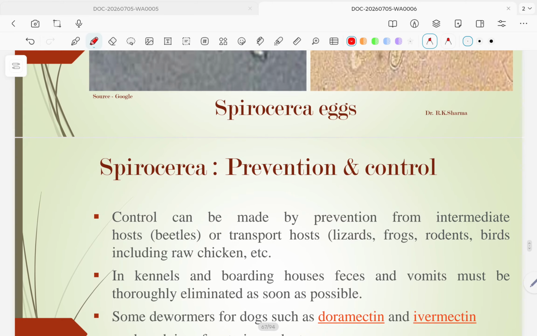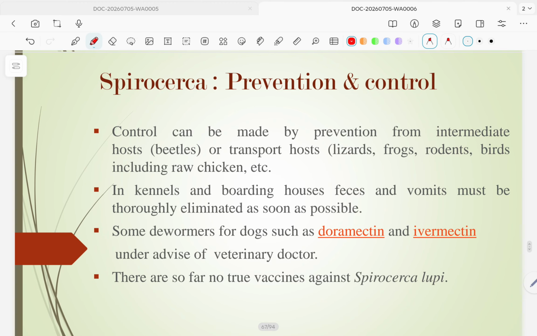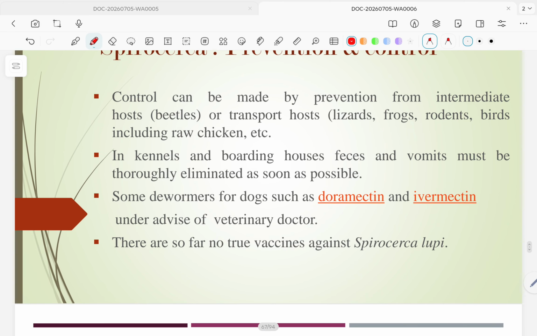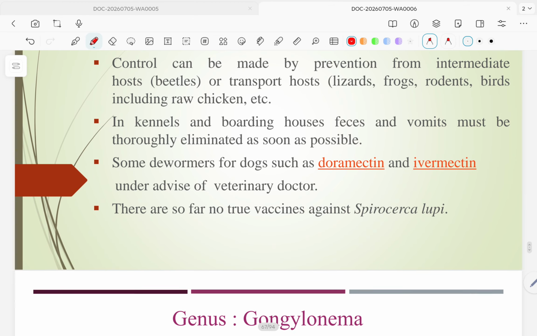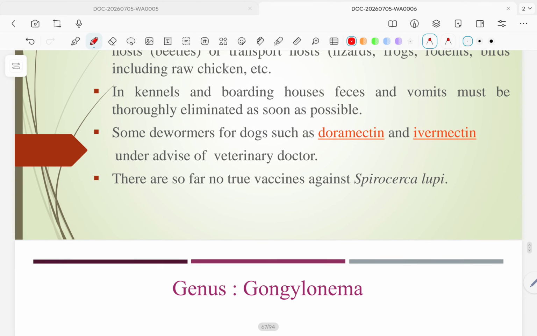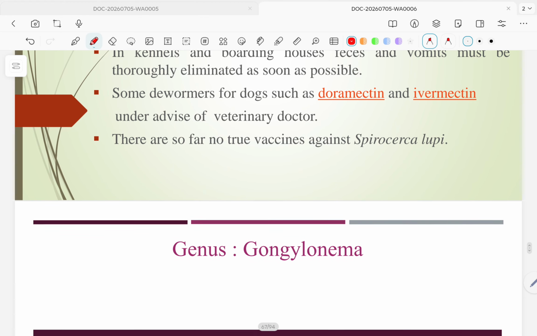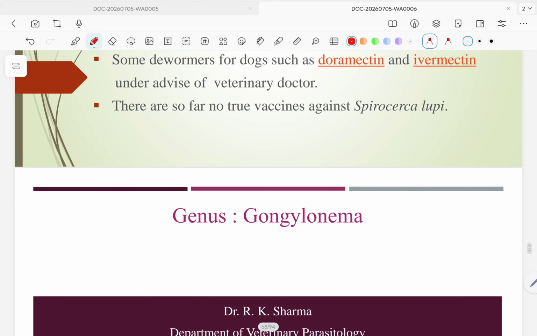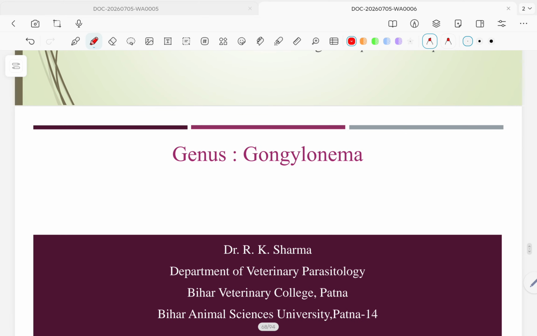Spirocerca prevention and control. Control can be achieved by preventing exposure to the intermediate host, the beetle, or transport hosts such as lizards, frogs, rodents, and birds, including chickens. In kennels and boarding houses, feces and vomit must be thoroughly eliminated as soon as possible. Some dewormers for dogs, such as doramectin and ivermectin, can be used under the advice of a veterinarian. There is so far no true vaccine against Spirocerca lupi.